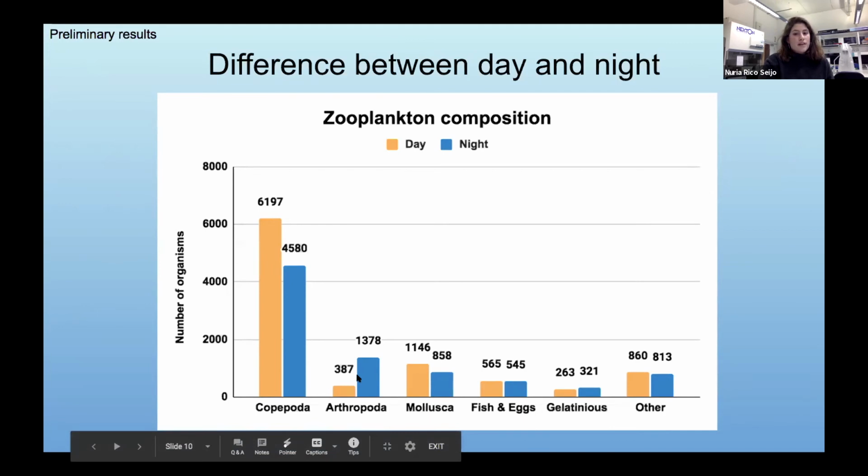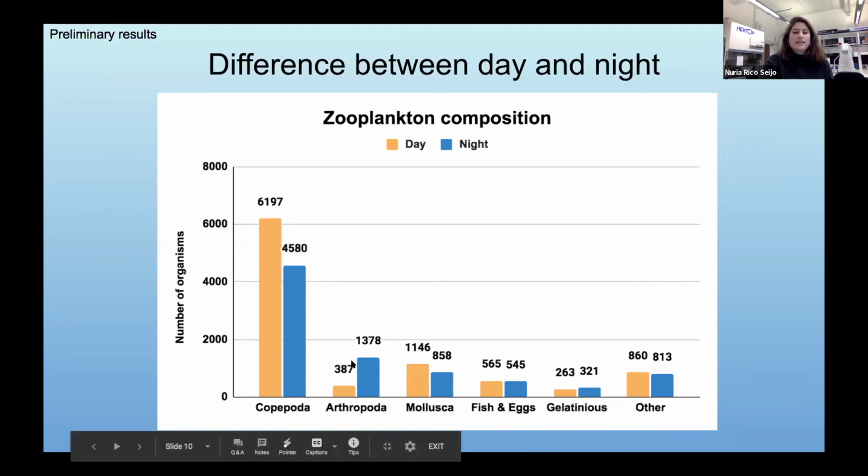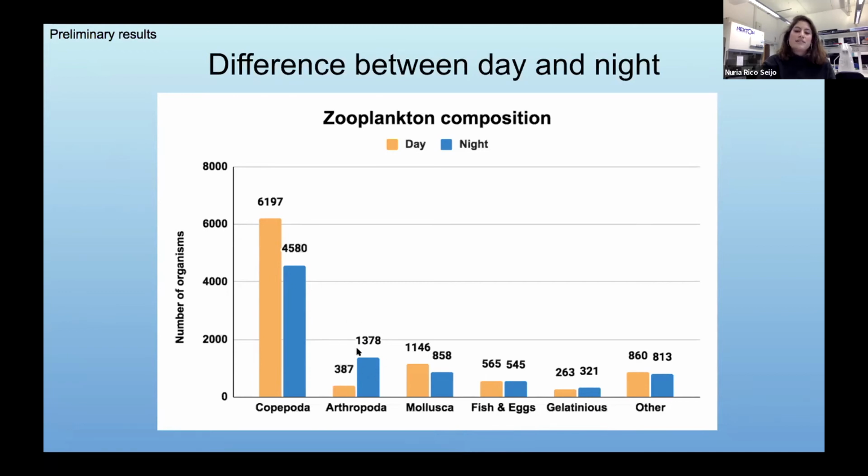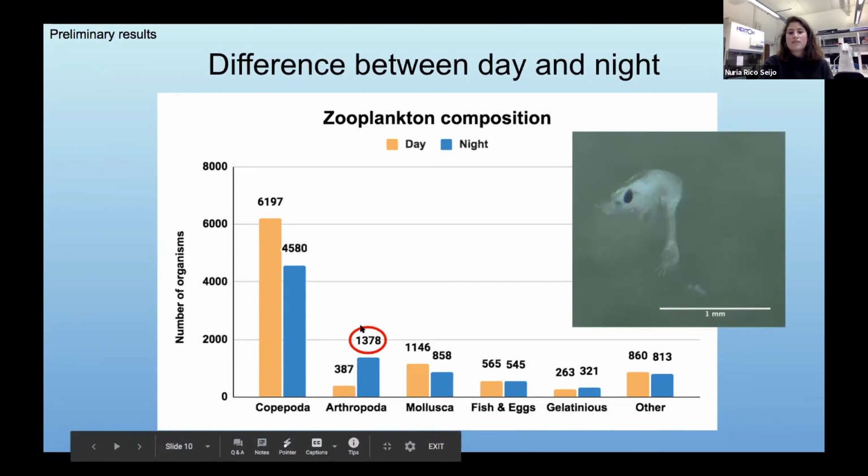But then in Arthropoda, we have something really interesting. During the day, there is a reduced number, but at night it increases. This is mostly driven by the Decapoda larvae, the zoea, and those numbers are the ones making the increase at night.